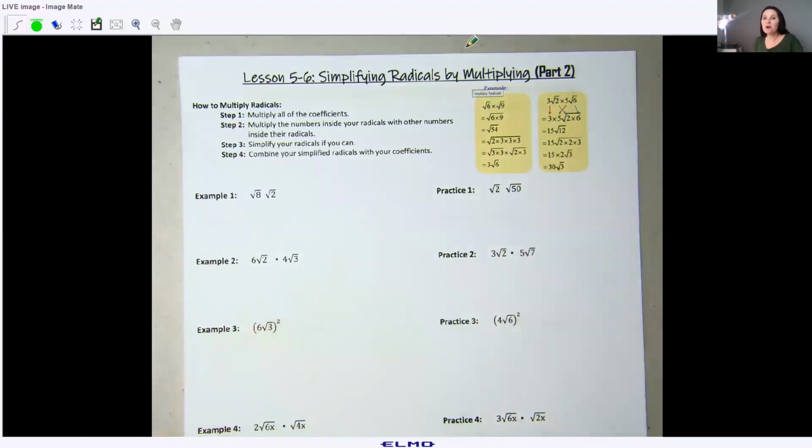Hello, welcome to part 2 of lesson 5-6. Today we are going to continue simplifying radicals, but now we're going to be multiplying them. Just to forewarn you, there is a lot of factoring going on in all of these lessons.